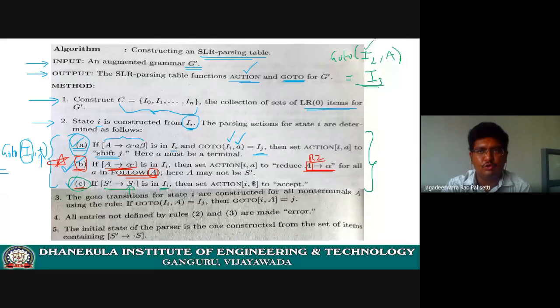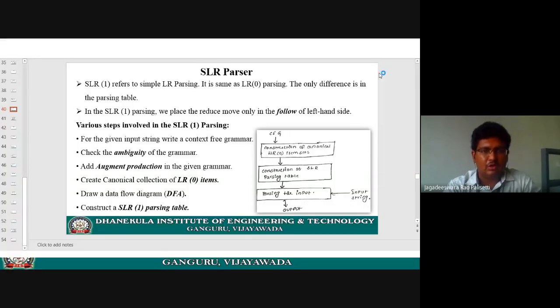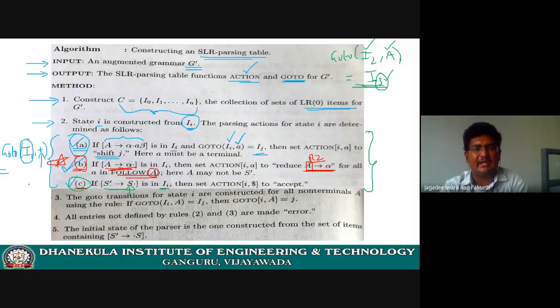From I2 via the non-terminal capital A, we reached I3. But how do you represent this in the table? In the I2 row, the column is capital A. At that position, what do I have to write? I have to write only the state number. As we reach the I3 state, there I have to write only the state number 3 in that row and column position of the table. And that is the point given in step 3.